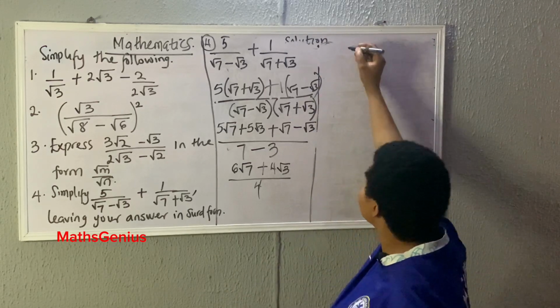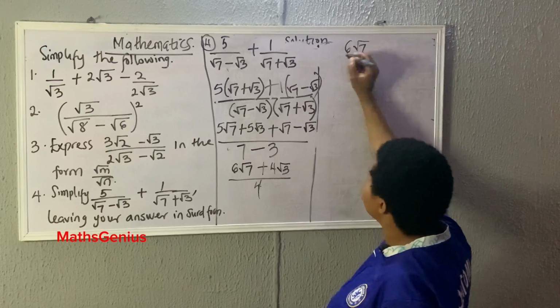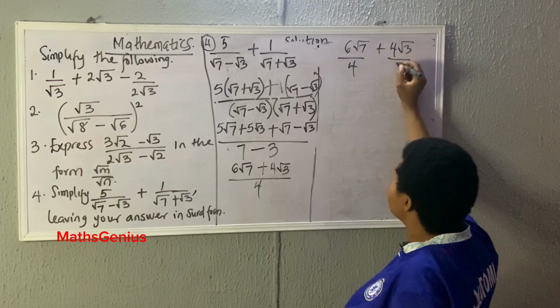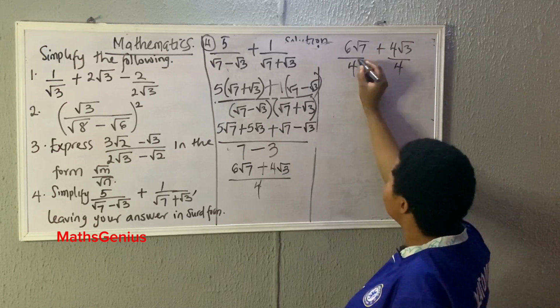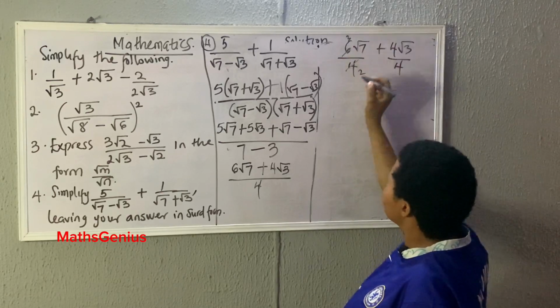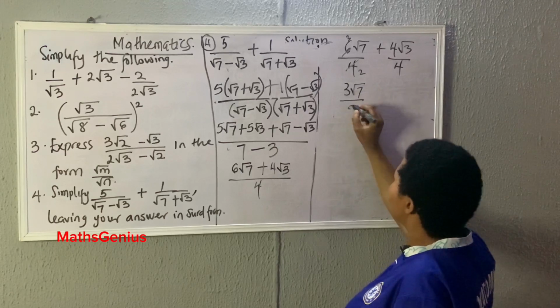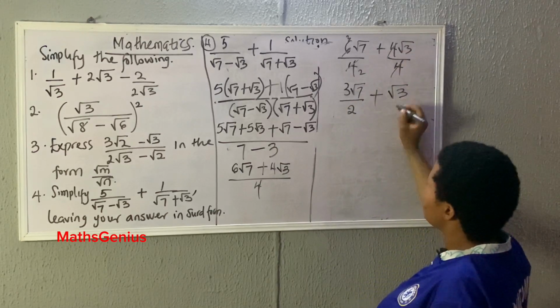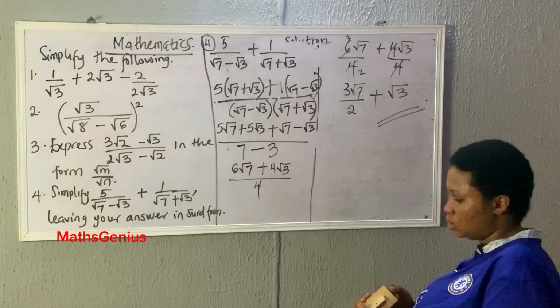So let's split it into 2. We have 6 root 7 divided by 4 plus 4 root 3 divided by 4. So here we have 2 here 2, 2 here 3. 3 root 7 over 2 plus, 4 cancels 4, root 3. And that is our final answer.